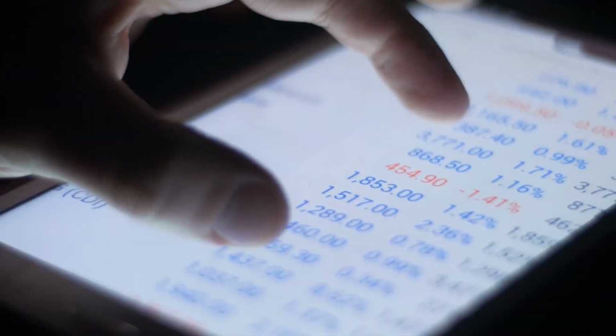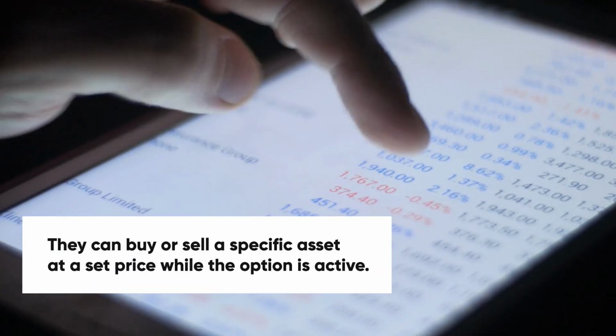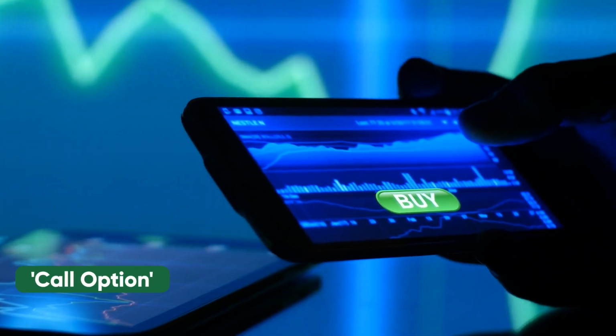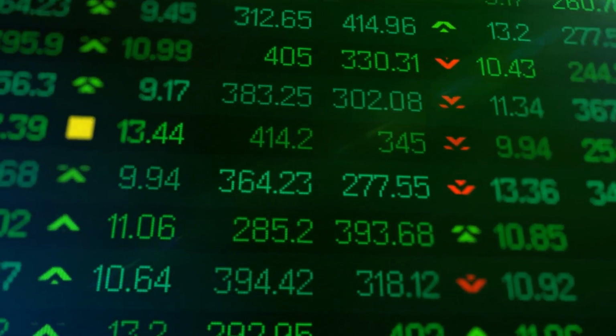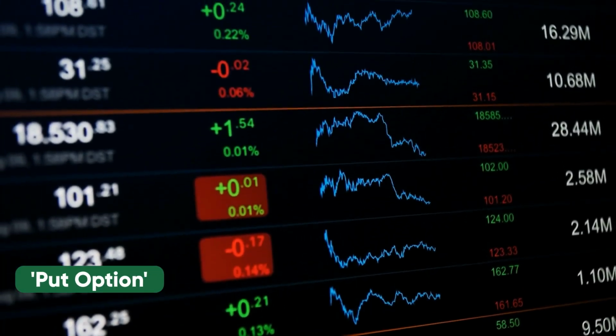In simple terms, the seller guarantees the buyer that they can buy or sell a specific asset at a set price while the option is active. Now, if the buyer has a call option, they can purchase a share. It's like betting that the stock price will rise. A put option, on the other hand, lets them sell a share, betting the price will drop.